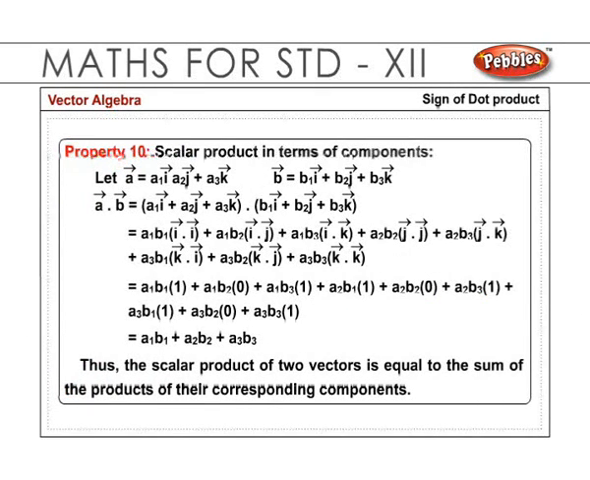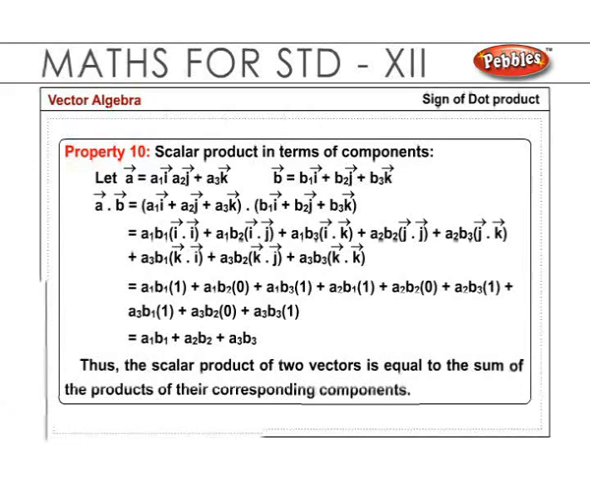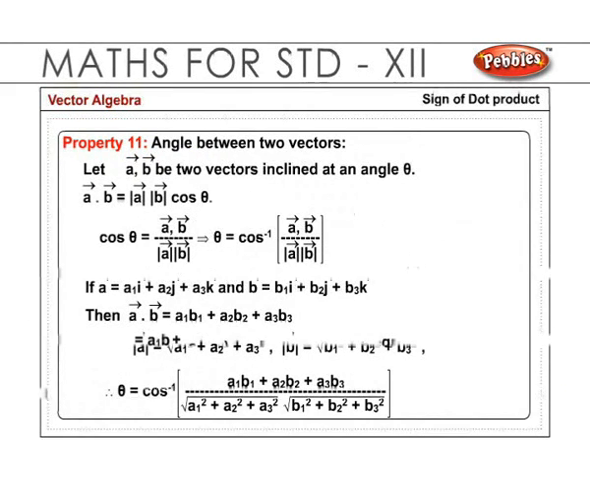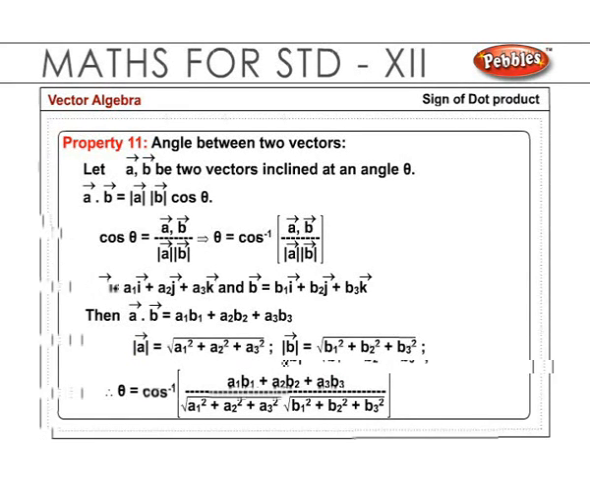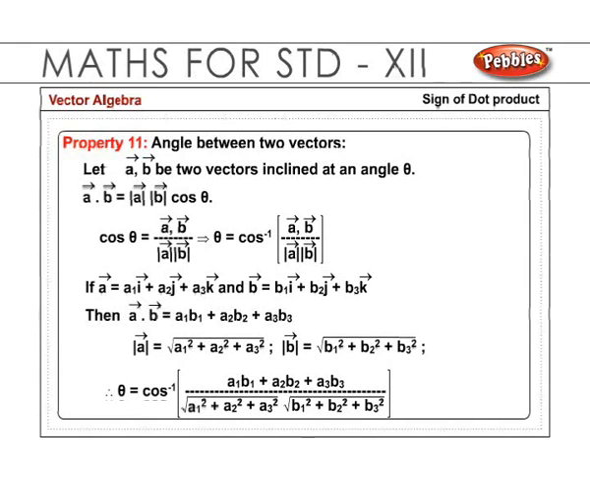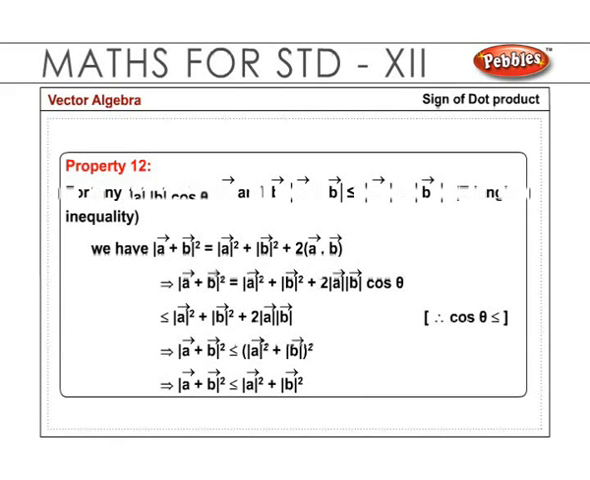Property 10. Scalar product in terms of components. The scalar product of two vectors is equal to the sum of the products of their corresponding components as shown above. Property 11. Angle between two vectors. Let A, B be two vectors inclined at an angle theta. A dot B is equal to |A||B| cos theta as shown. Property 12. For any two vectors A and B, |A plus B| is less than or equal to |A| plus |B|. Triangle inequality.